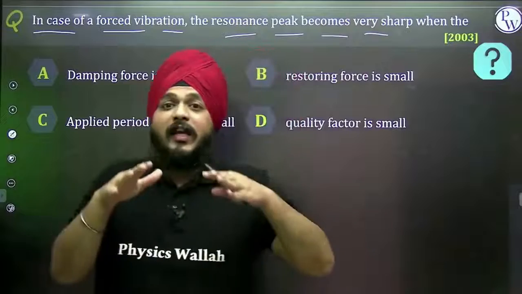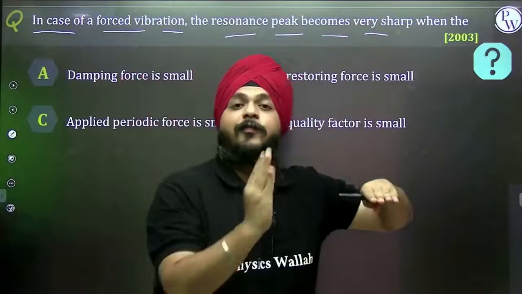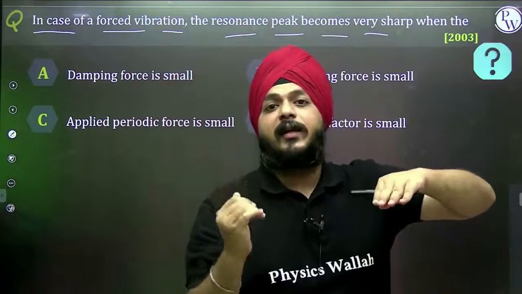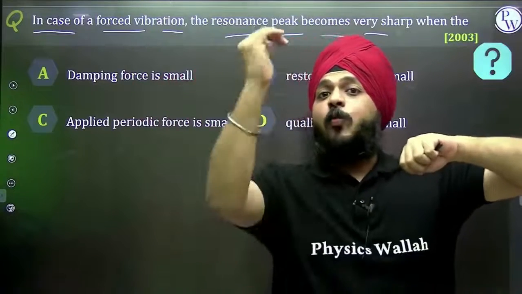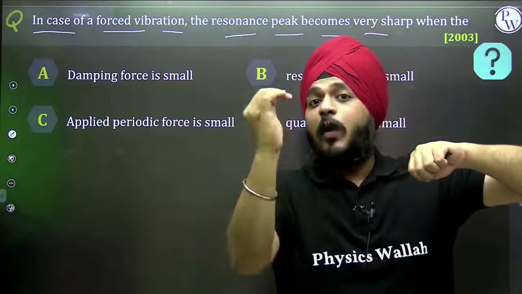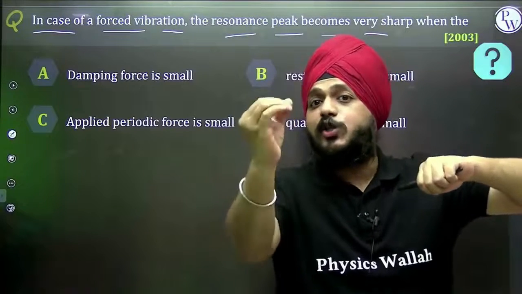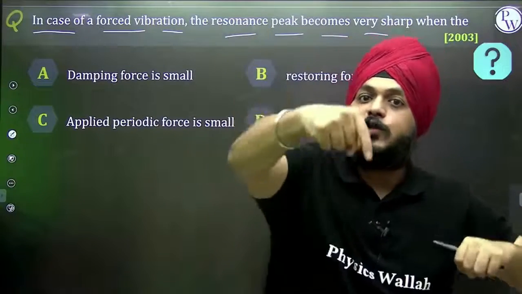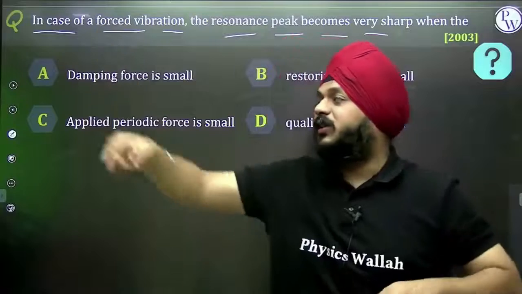So in the case of resonance, when the external force is applied to a particle, slowly the frequency of the oscillator is increasing, and at one moment it is matching the natural frequency. At that point resonance occurs, and in the resonance condition, the damping force is quite small.